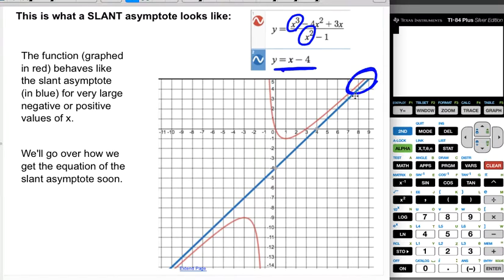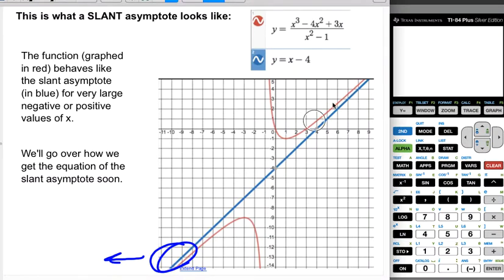See how for very large values of x in either direction, as far to the right as you can or as far to the left as you can, the red curve behaves like the blue line. So this is my function, and this is my slant asymptote. We're going to go over how to find that on the next slide, but I just want to show you that that's what a slant asymptote looks like.